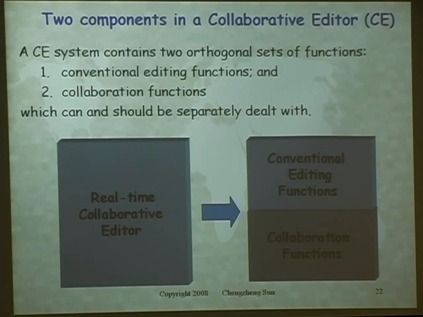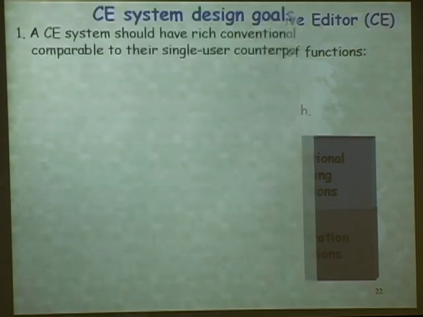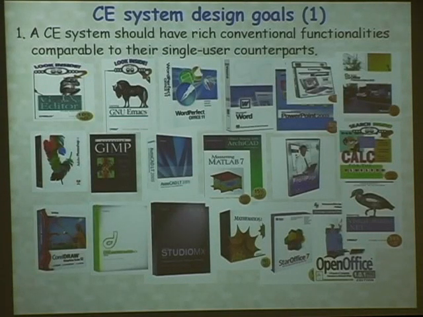First, on the design of the collaborative editor, in our view, we have an important observation about the system. A collaborative system contains two orthogonal sets of functions. The first set is conventional editing functions. The second part is collaborative functions. These two parts should and can be separately dealt with. Based on this observation, we have two design goals.